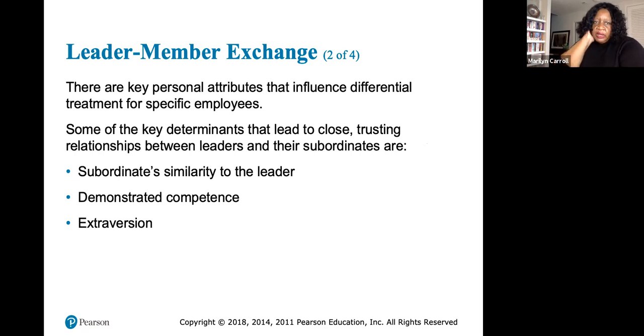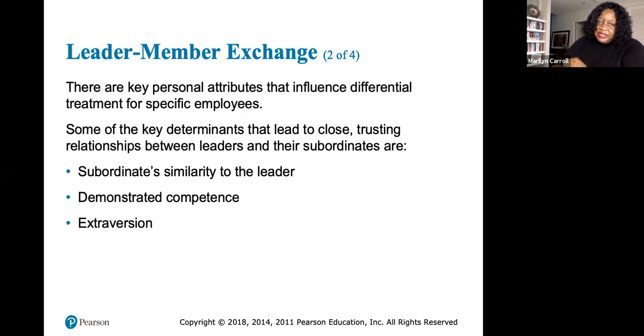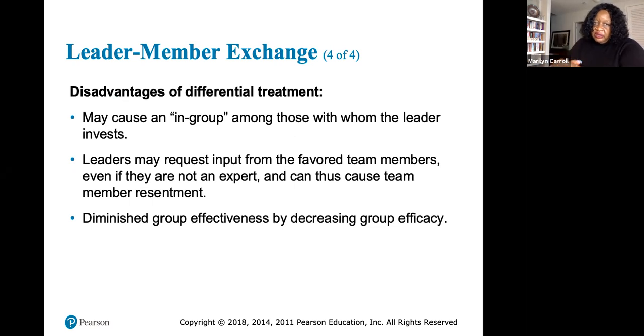As we go on, there are key personal attributes that influence differential treatment for specific employees. Some of the key determinants that lead to close, trusting relationships between leaders and their subordinates are subordinate similarity to the leader, demonstrated competence, and diversion. Advantages of differential treatment include increased team member commitment, increased organizational commitment, improved employee and team performance, and higher job satisfaction.